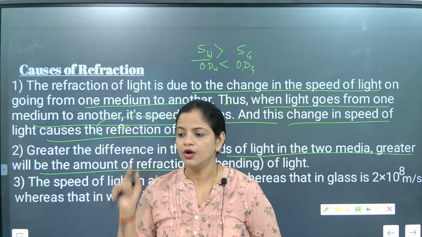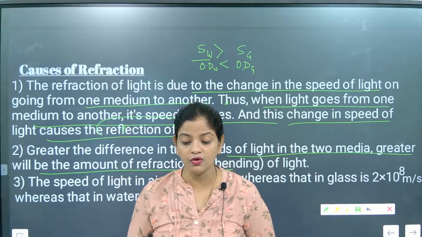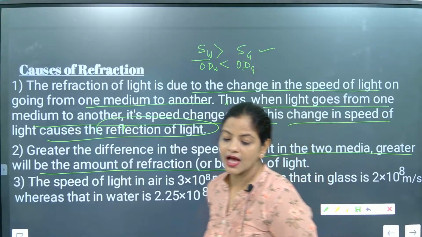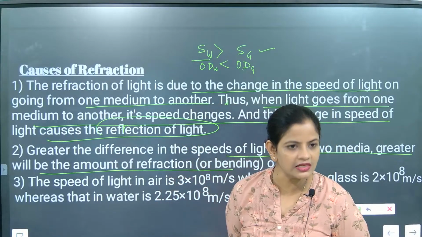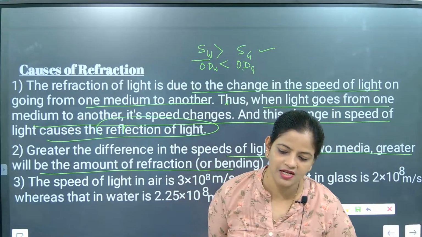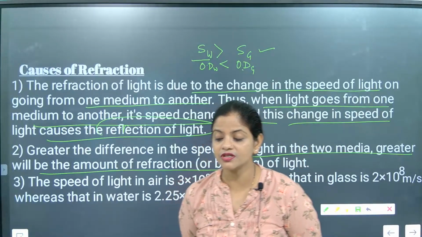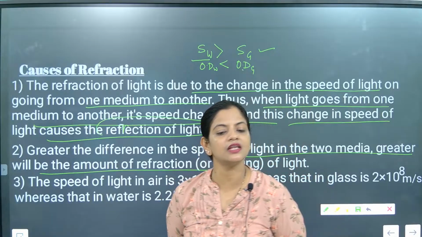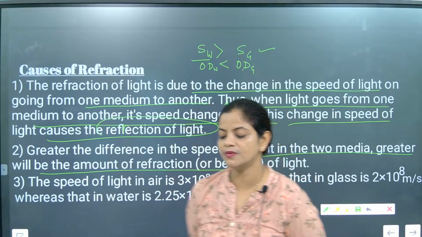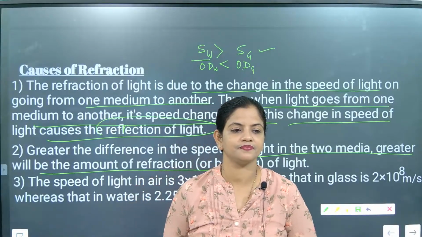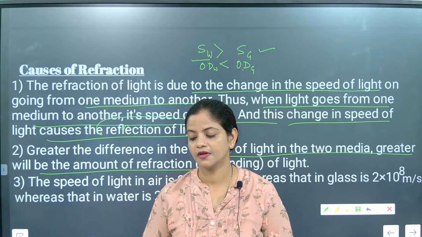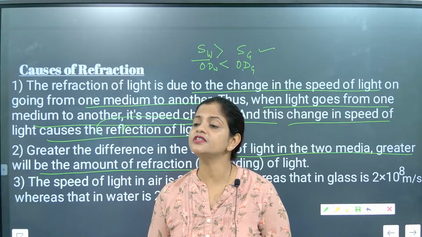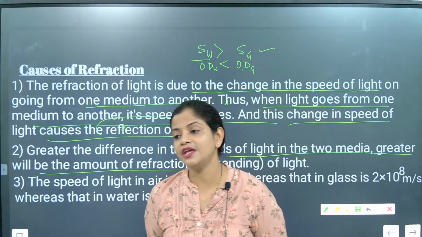Are you understanding? Note down quickly in your notes, otherwise again you will make a mistake. So beta, what is the optical density of glass? The optical density of glass is more, so its speed is less. This you must remember. That's the most important catch here. The one which has more optical density will have less speed.